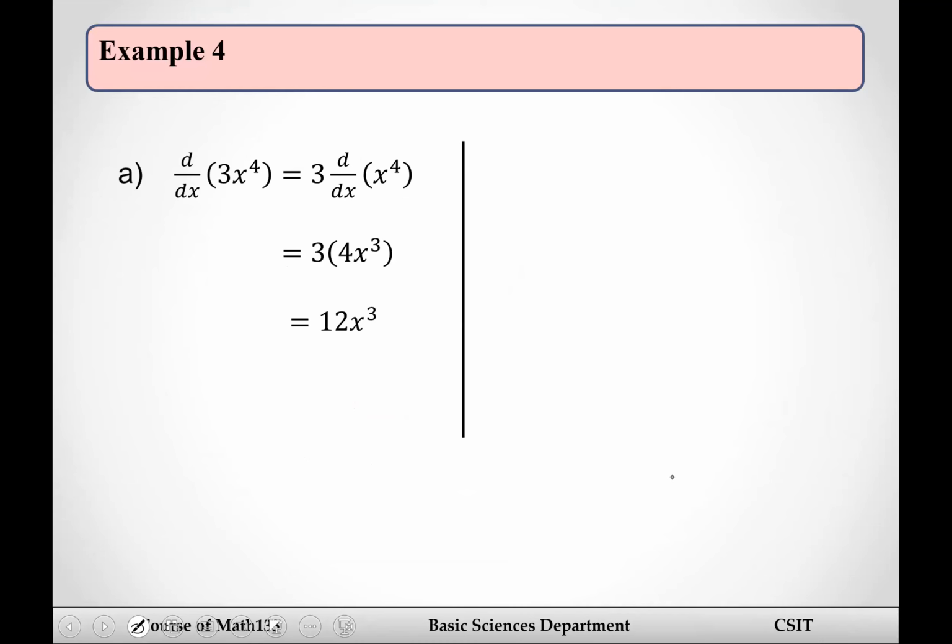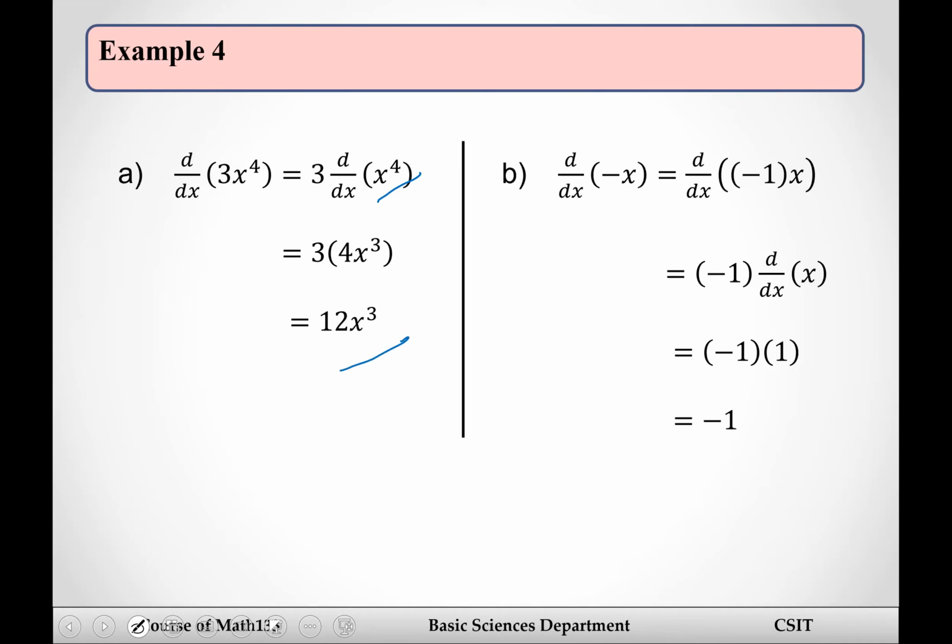Here are other examples. If you have 3x^4, you take the 3 outside, because here the constant is multiplied by a function of x. That's why we take it out of the derivative. And then you have to do the derivative of x^4. This is the power formula. Then you will get 4x^3 multiplied by 3, so it's 12x^3. Same thing here. If you have minus x, you take the minus 1 outside and you differentiate the x, whose derivative is equal to 1. Then you find minus 1.